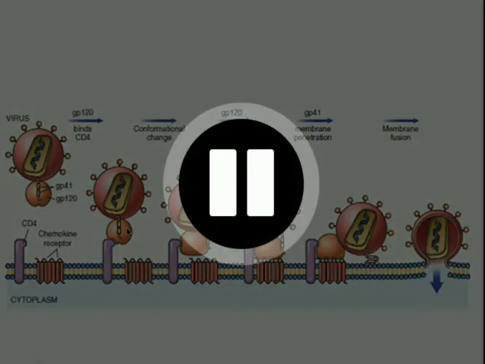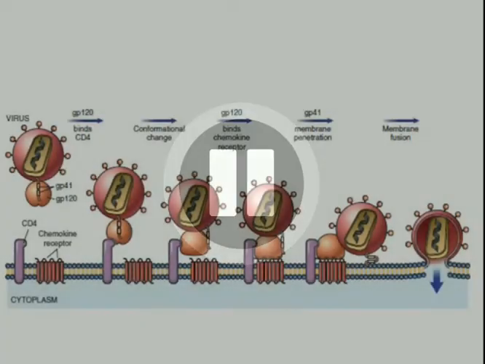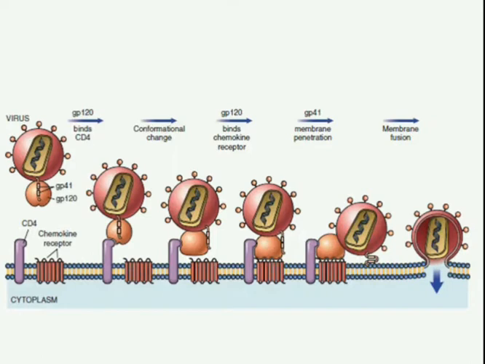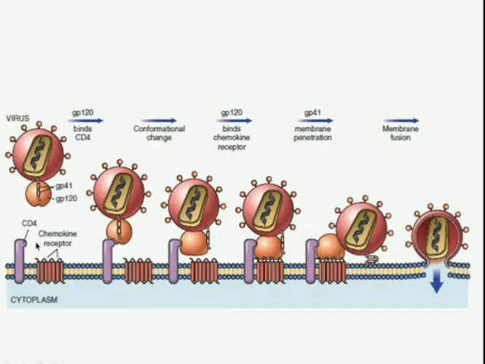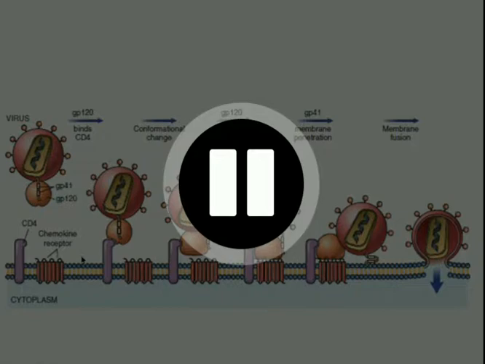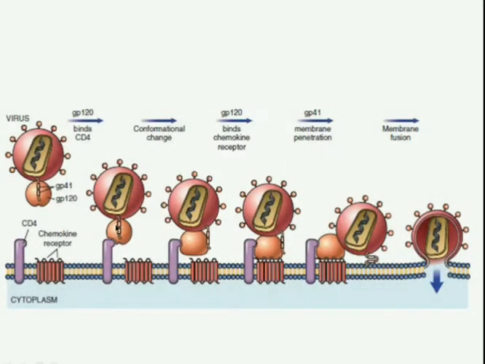Let us see how HIV attacks the T cells. There are two kinds of strains, R5 strain and X4 strain. Let us see what they are. HIV binds the CD4 molecule. This GP120 spike we have seen binds to CD4. After binding to CD4, it causes a conformational change so that it can bind the chemokine receptor.